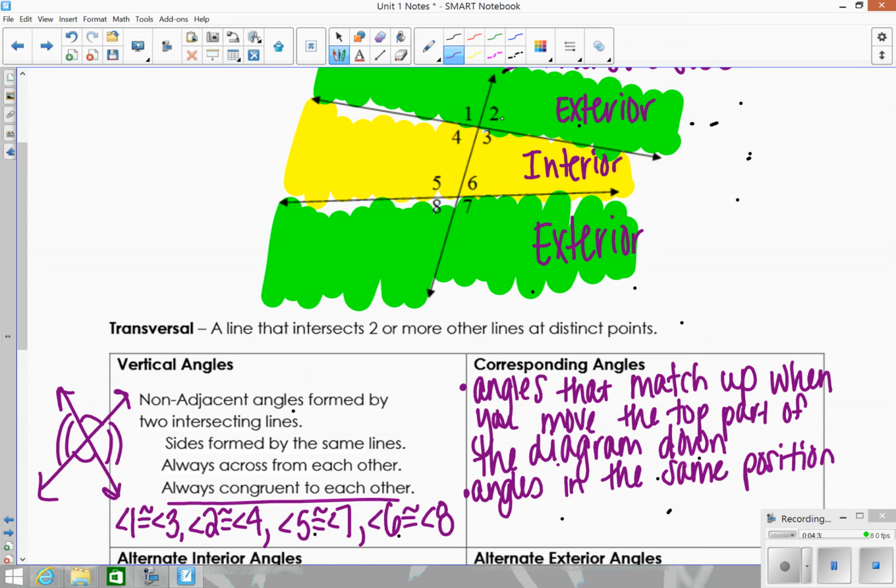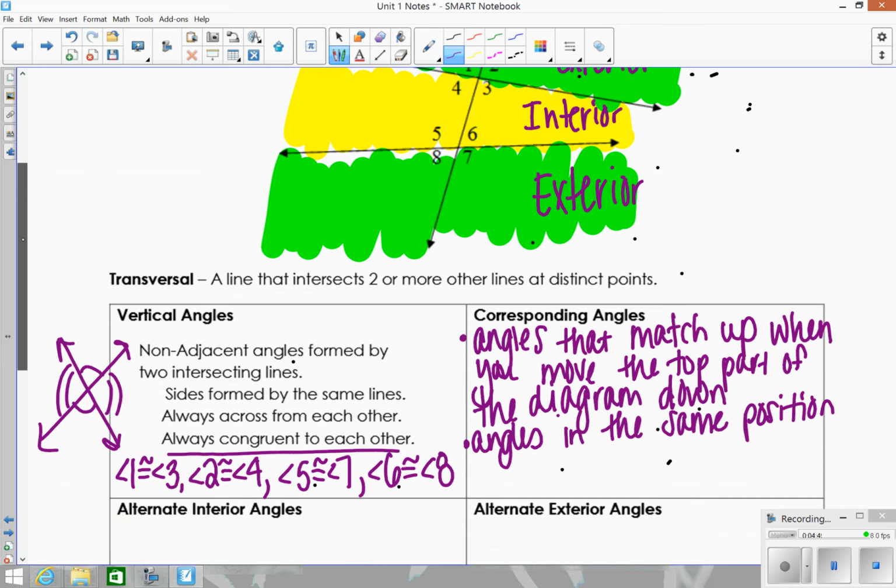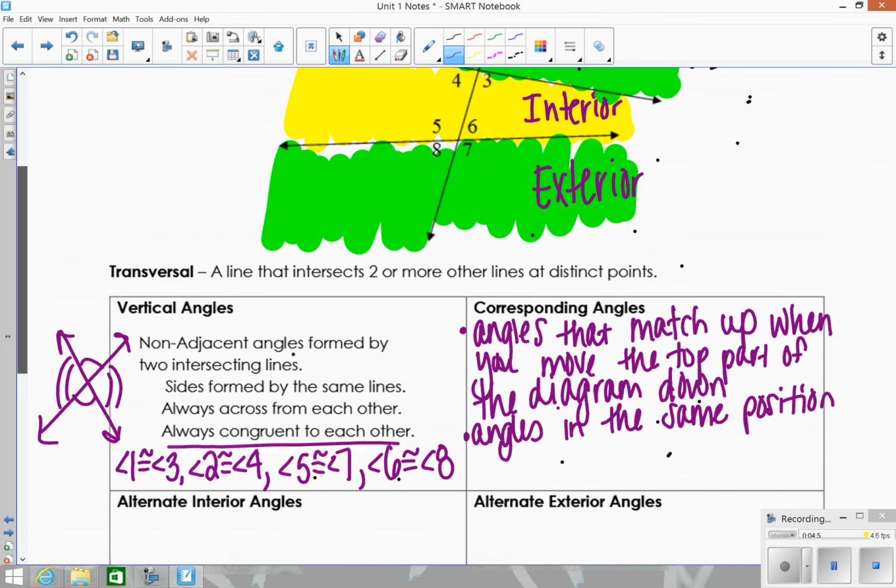It's the angles that overlap with each other. So 2 and 6, 3 and 7, 1 and 5, 4 and 8. Or you can think of angles that are in the same position. So if you look at just this section, top right corner is 2. This section, top right corner is 6. So corresponding angles, I'm going to go ahead and just list out the examples here.